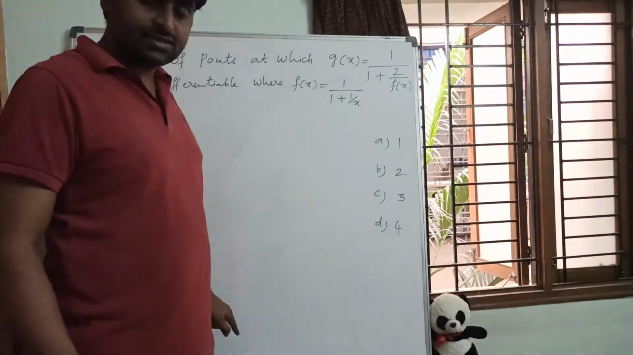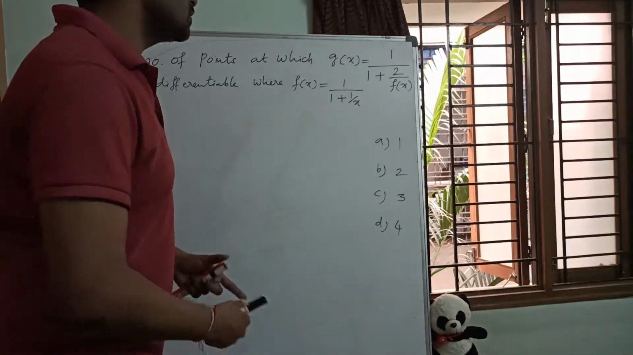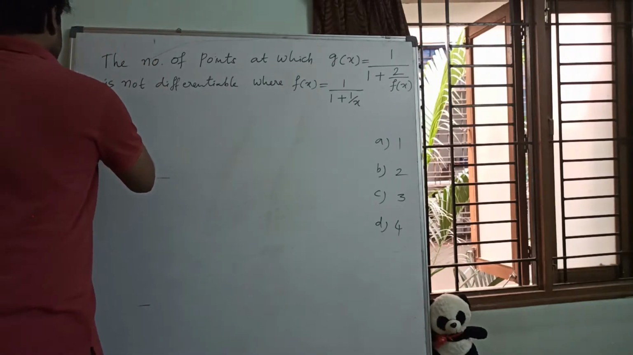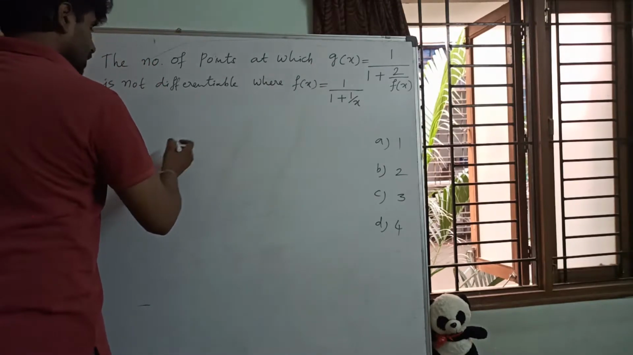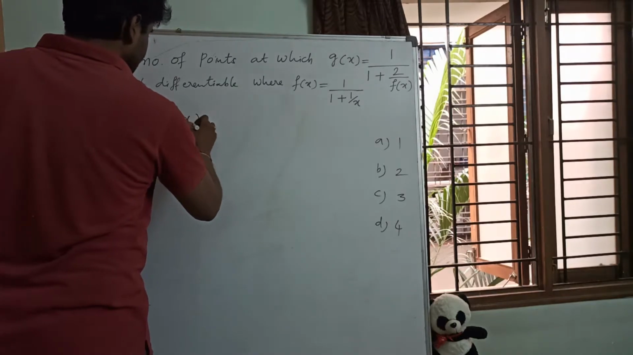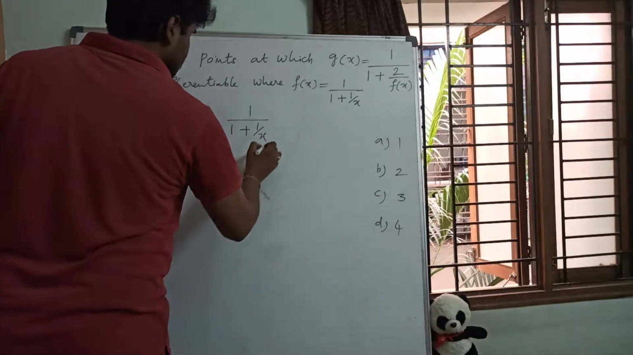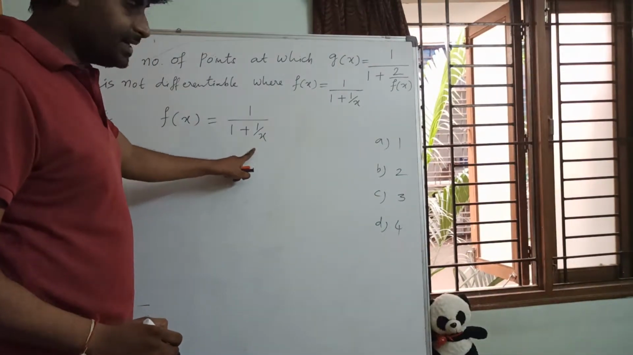So whenever function f of x is not continuous, obviously g of x is also not continuous. Whenever it is not continuous, it will not be differentiable. Correct? So now let us go for writing f of x first. f of x equals 1 by 1 plus 1 by x. So clearly we can say that it is not continuous at x equals 0.